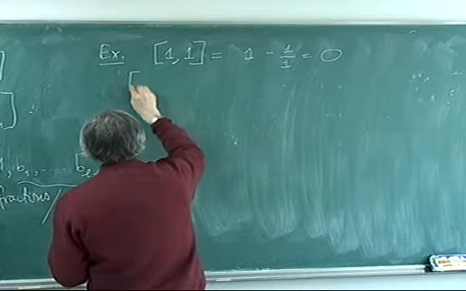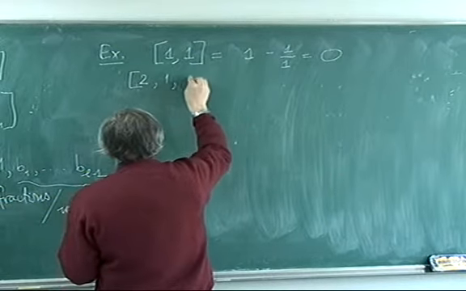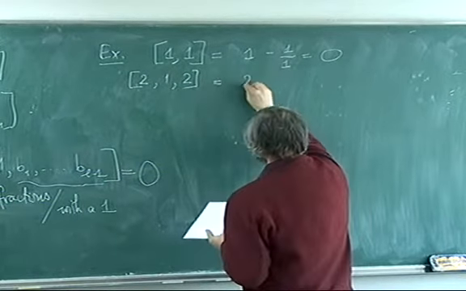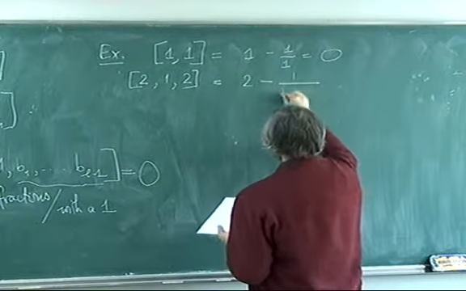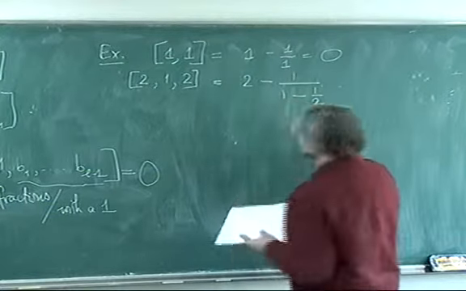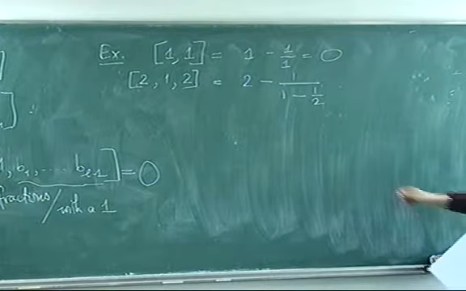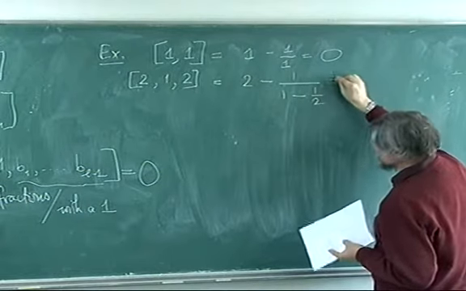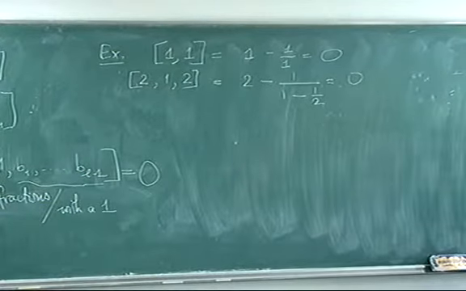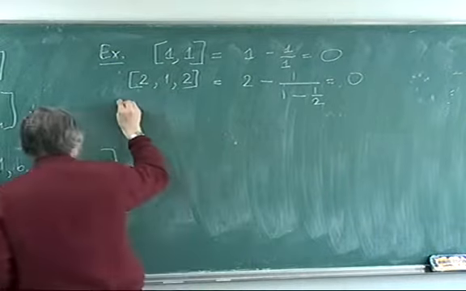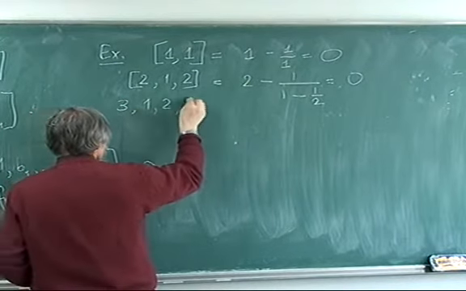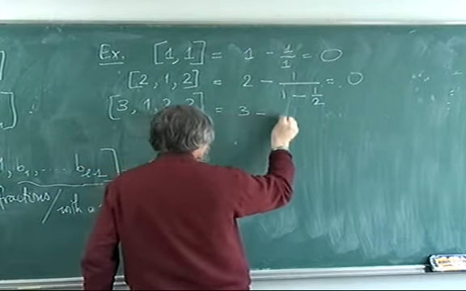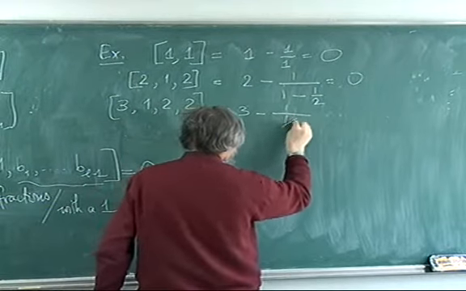Let's do another one: 2, 1, 2. This is 2 minus 1 over 1 minus a half. So 1 minus a half is a half, 1 over a half is 2, so this is 2 minus 2 equals 0. And then if you're adventurous, you can do 3, 1, 2, 2. So this is 3 minus 1 over, and then it's 1/3.